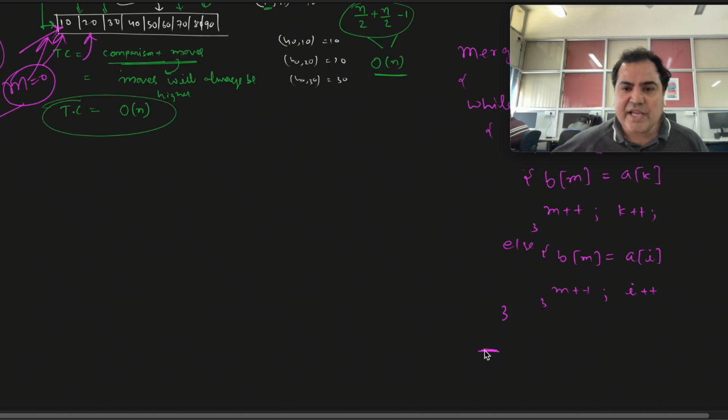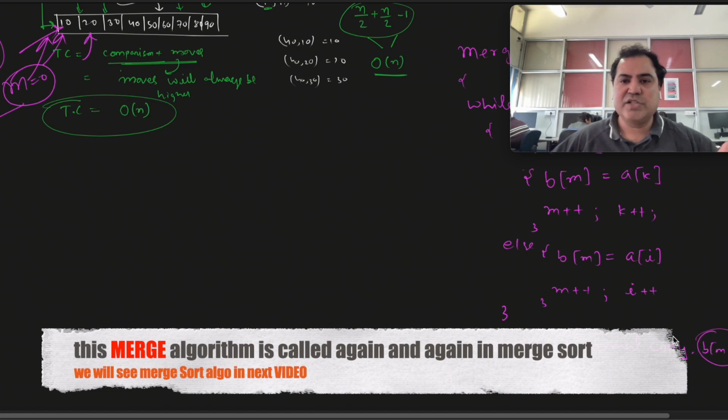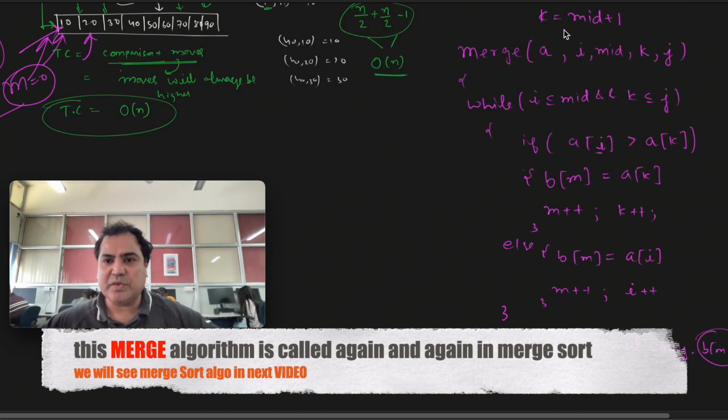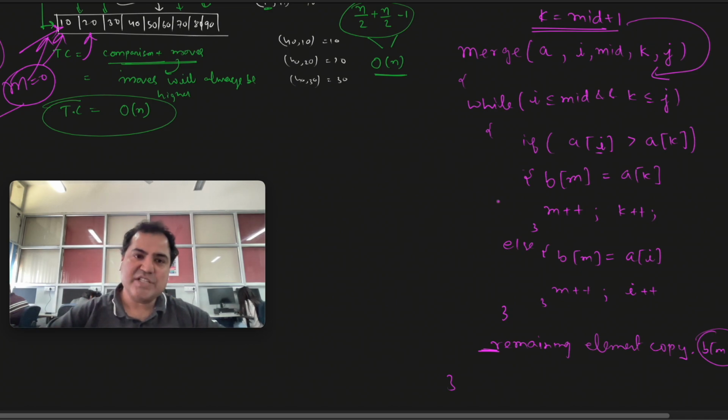And in here, till merge, because if one of them is finished, I am just writing remaining element copy, means if one of the subarrays is finished, just copy the remaining elements into B of m, right? That is very easy to write. So this is how we write the merge algorithm, right? Here k is mid plus 1, you can declare it here, k is mid plus 1. So this is how we write the merge algorithm.